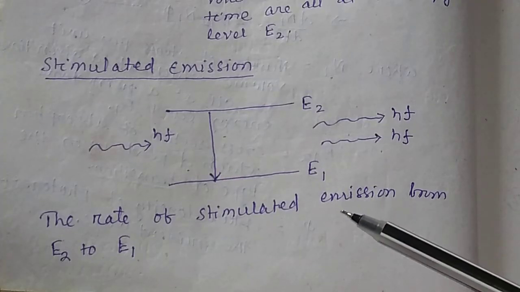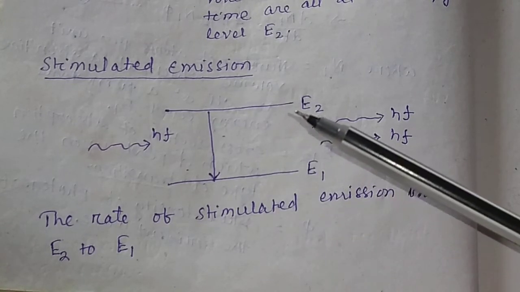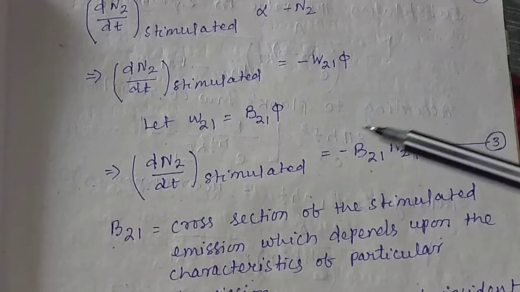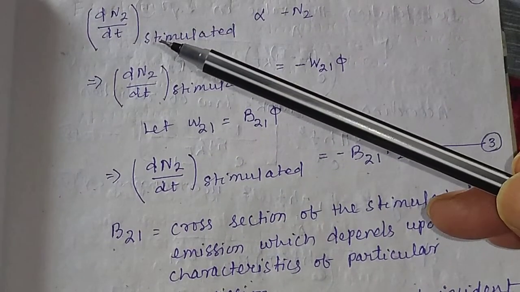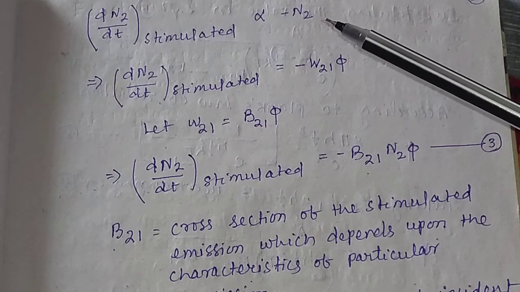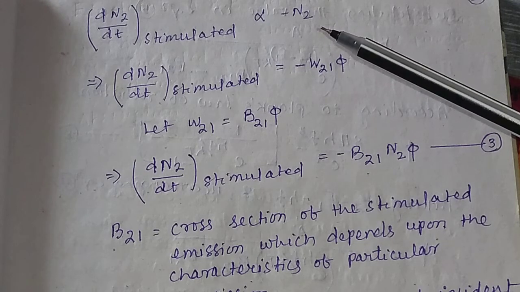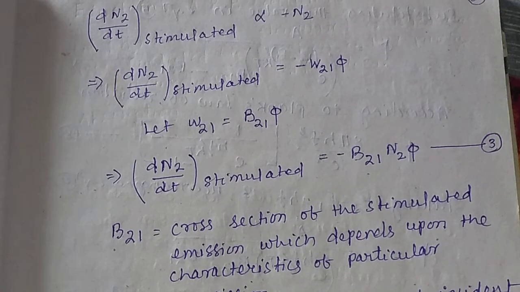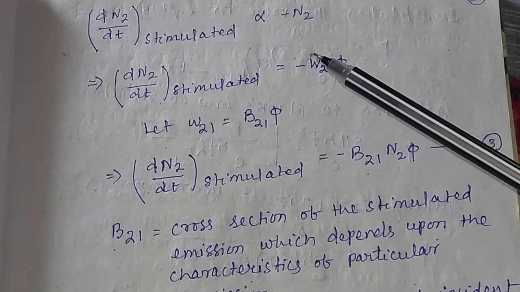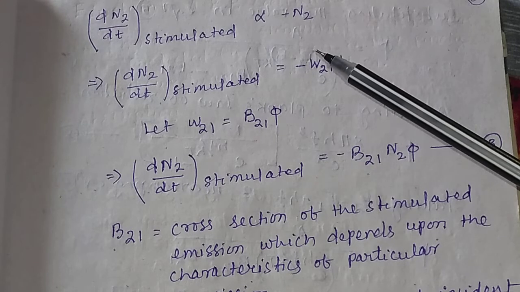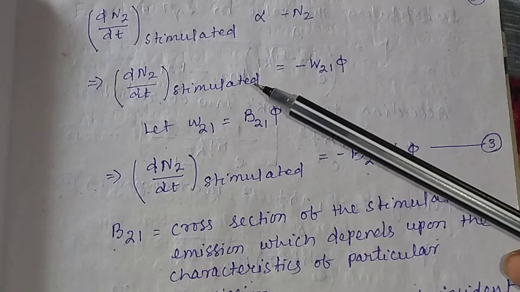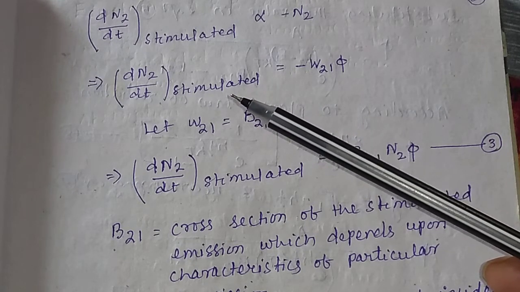And suppose the rate of stimulated emission from the state E2 to the state E1 is given by dN2/dt (stimulated), and that is proportional to minus N2. And here N2, as we have discussed in the spontaneous emission, is the number of atoms per unit volume which at a given time are all at the energy level E2. Then what will be the rate of stimulated emission?